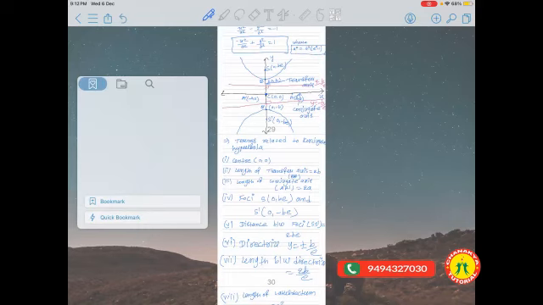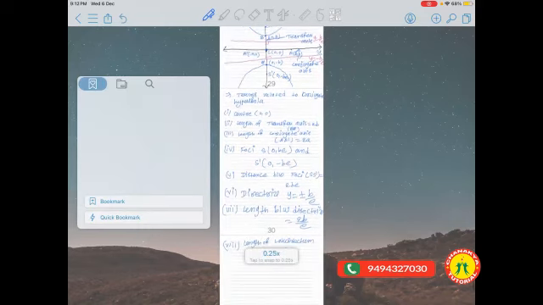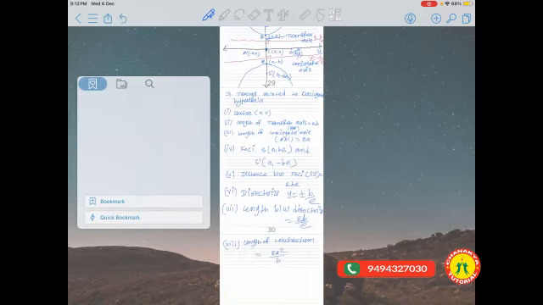Any doubt on this topic? Any doubt? Any doubt?